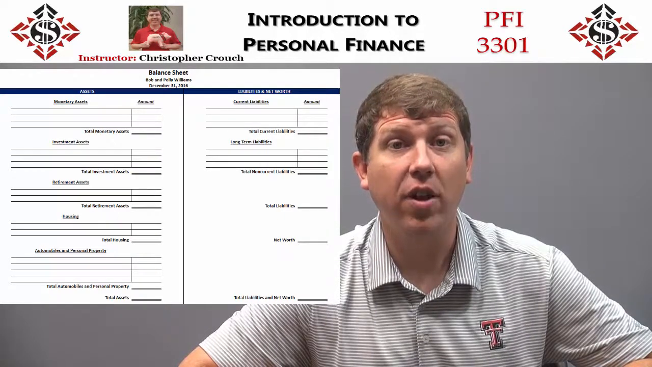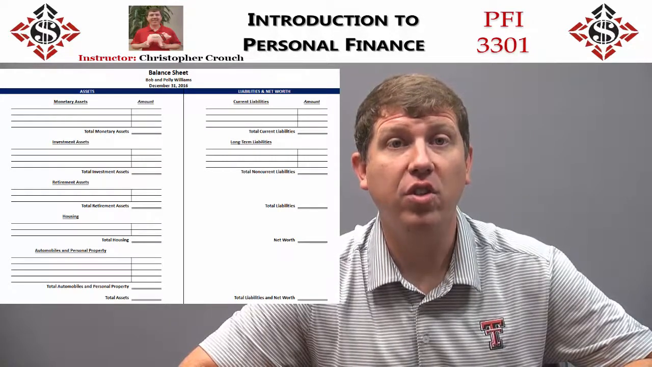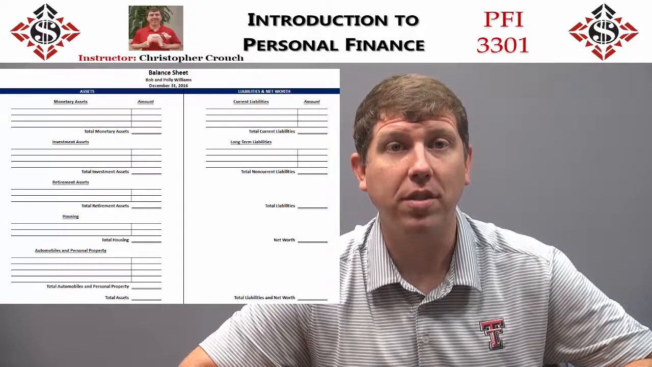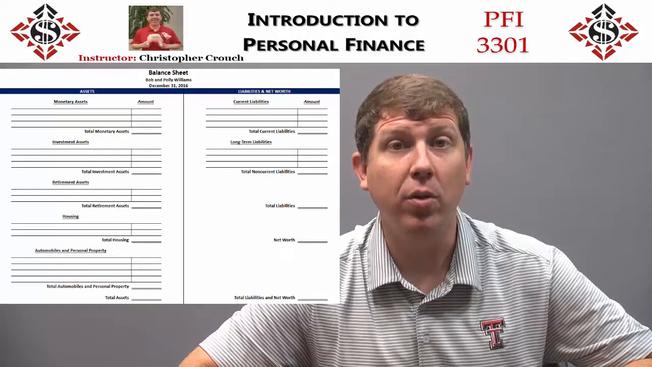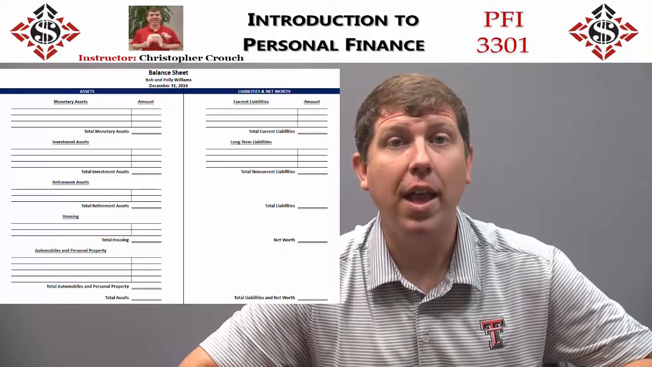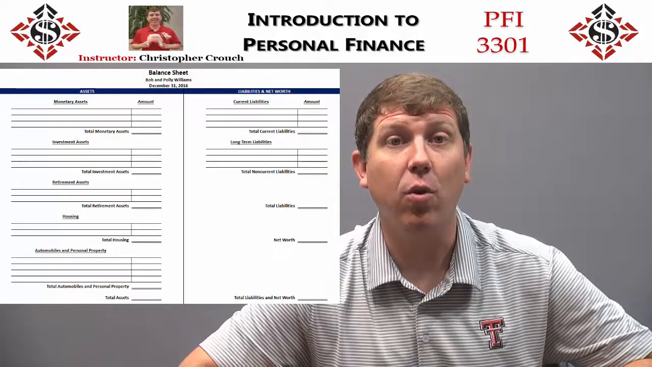This can include valuables like jewelry or stamp collections that do hold value but are not solely owned for investment purposes. Liabilities are bills or notes that you owe. Liabilities are broken up into two categories.